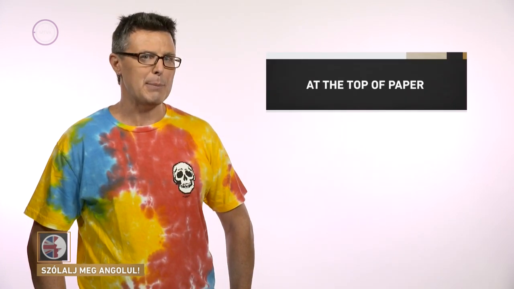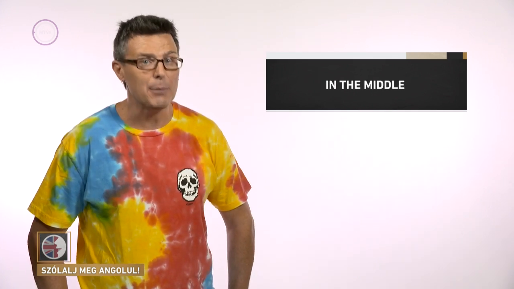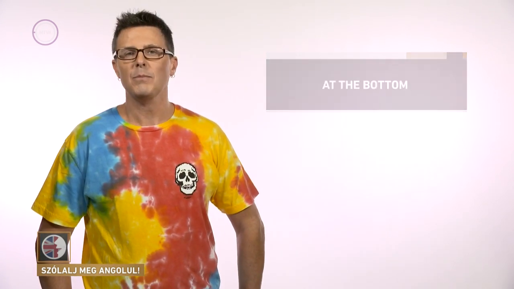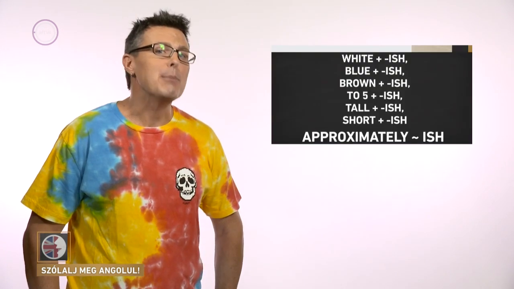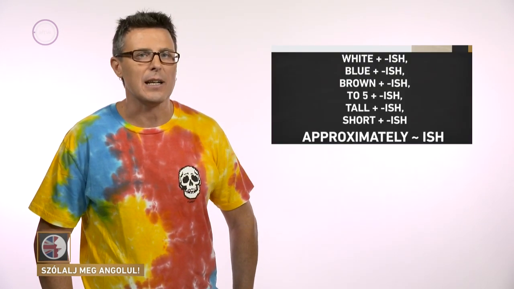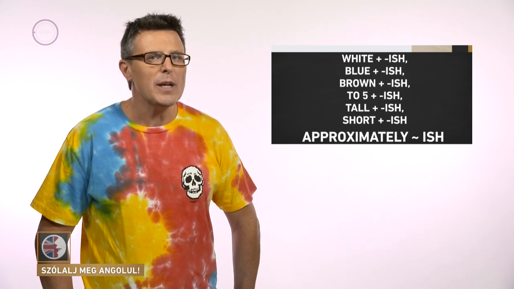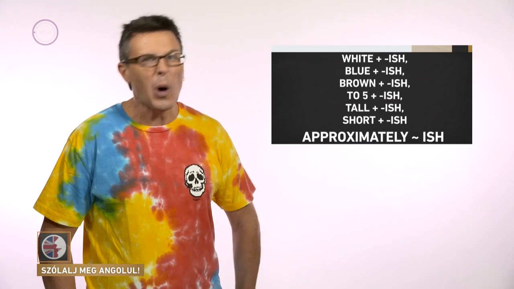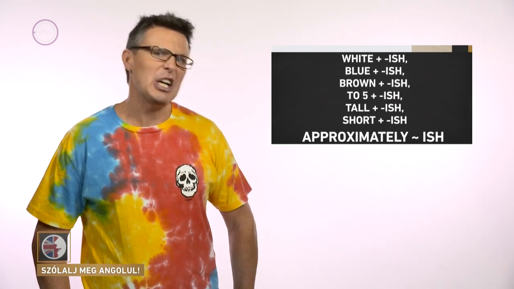We also learned about something being on the paper, or writing our name at the top of the paper, or on the left, in the middle, or on the right. We learned that we sign our names at the bottom of the paper. We also learned that if we add ish to the end of an adjective, like a colour, it means that it's approximately that colour. If something is almost white, we can say that it's whitish. If someone's not too old, we can say that they're youngish.